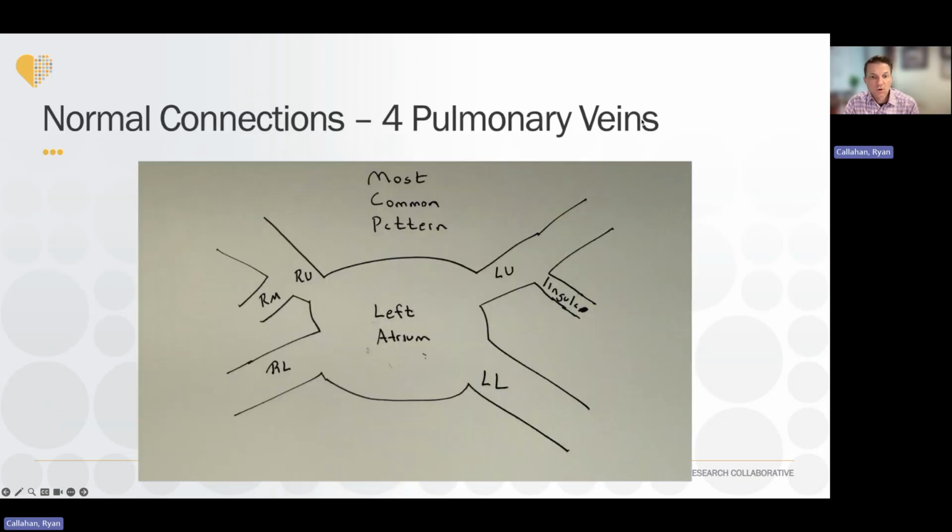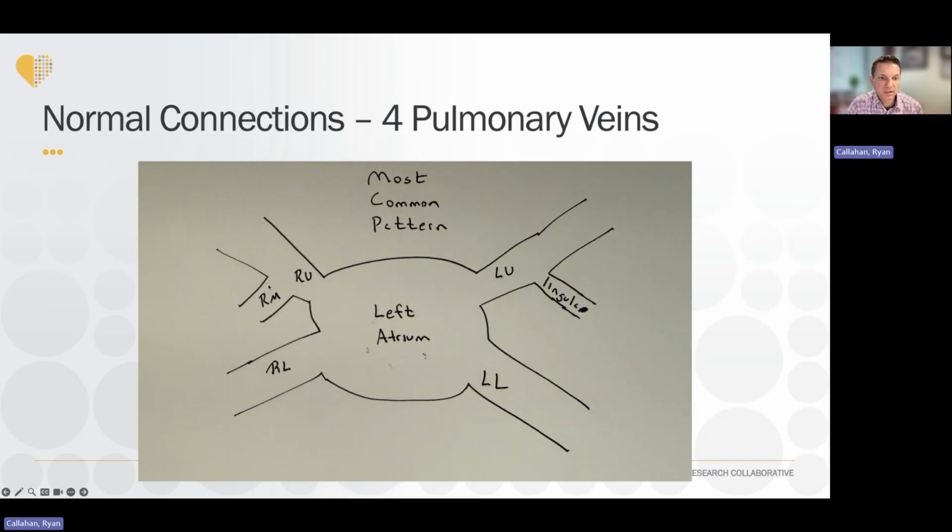Okay, so the first part of this talk is going to discuss pulmonary veins with normal connections to the left atrium. So the pulmonary veins are supposed to bring back oxygen-rich blood from the lungs to the left atrium. And the most common pattern, or the normal, is having 4 veins, 2 from each side, drain the left atrium.